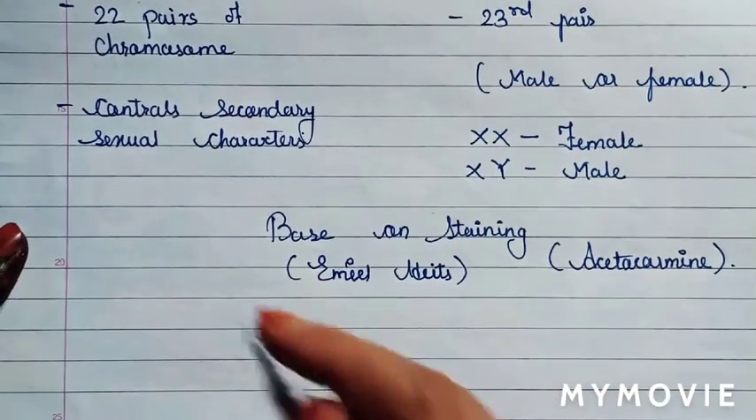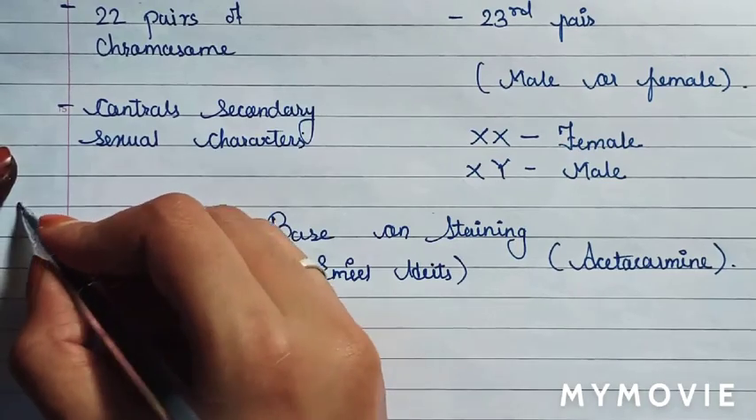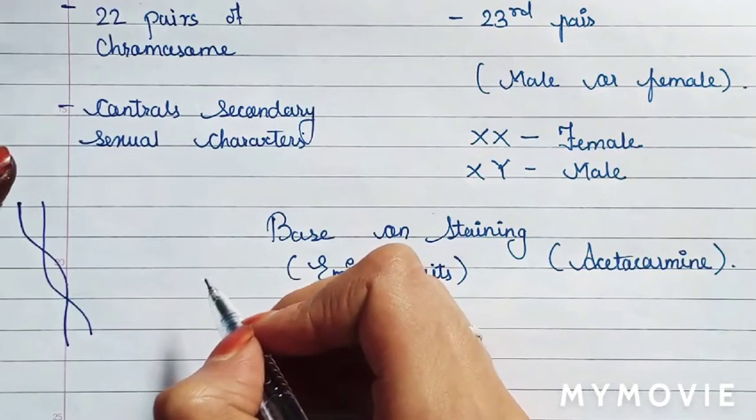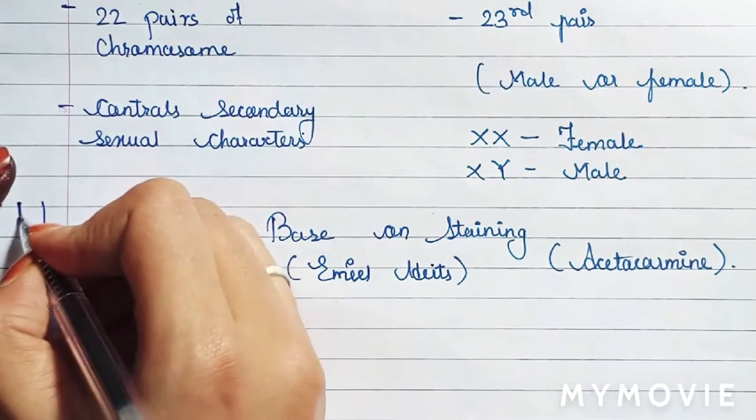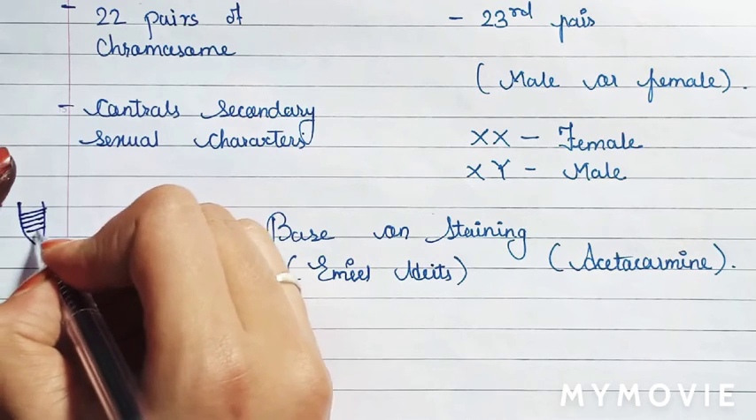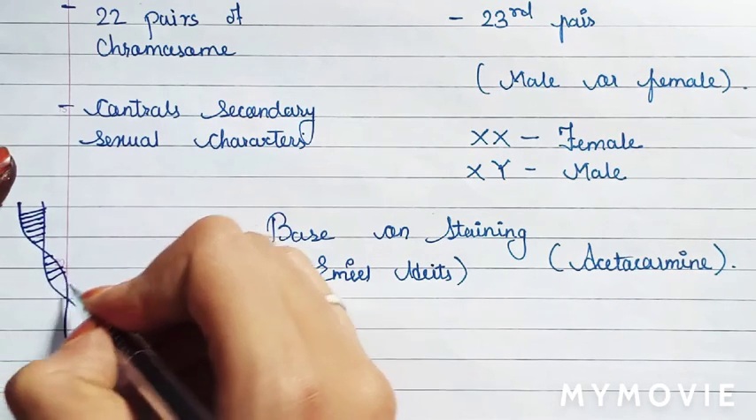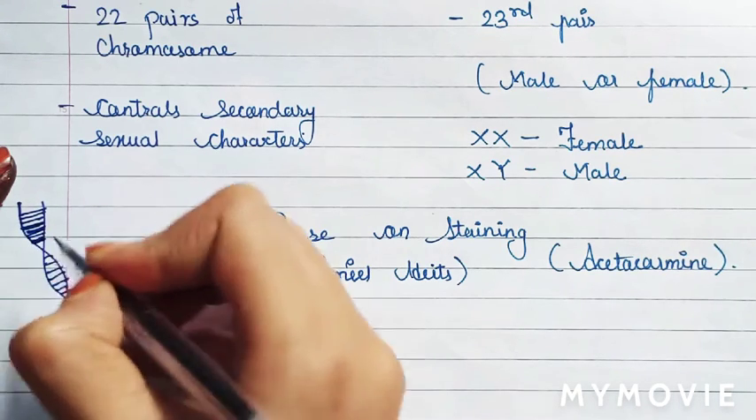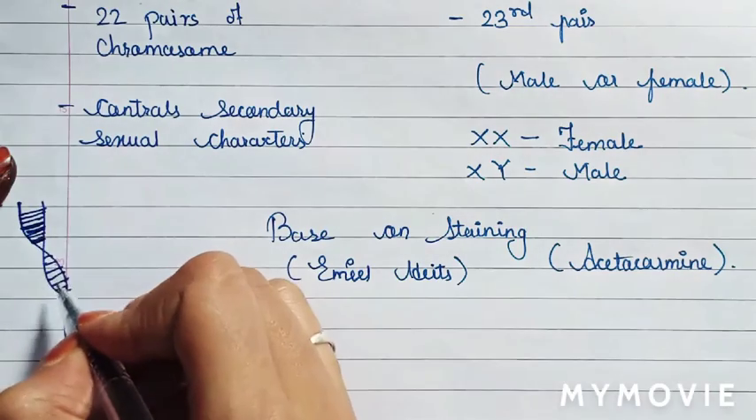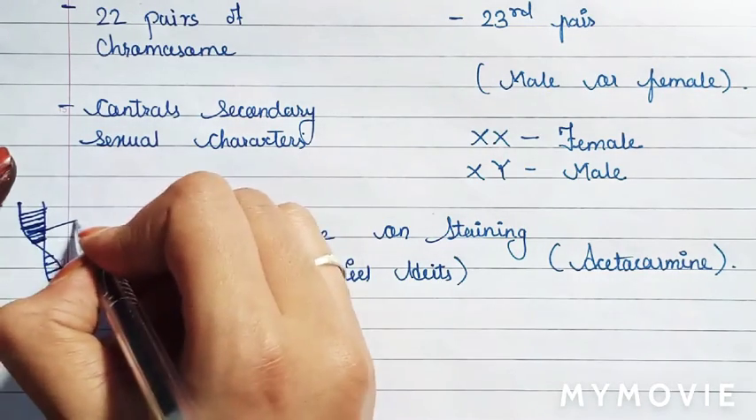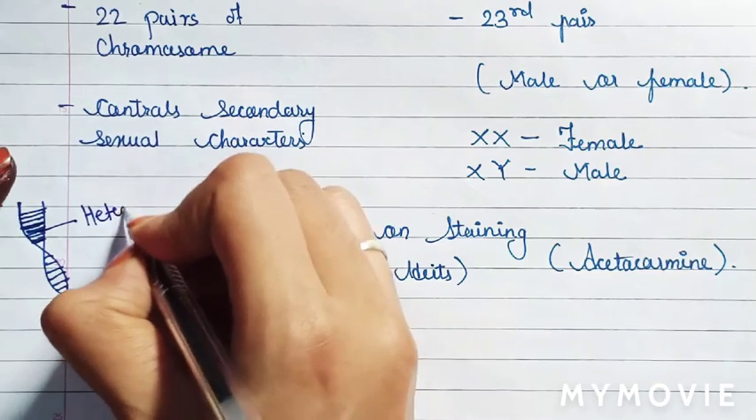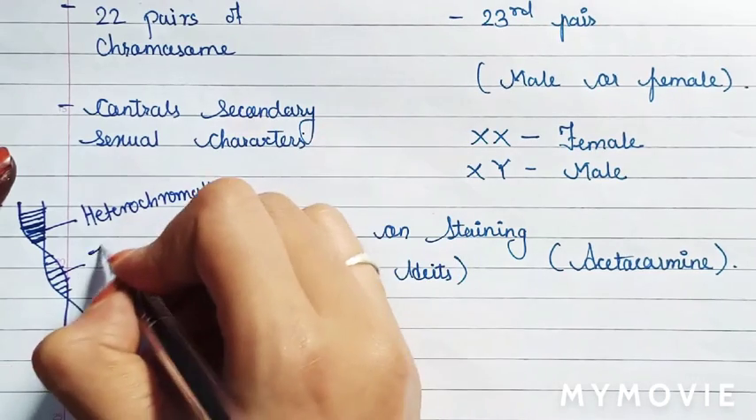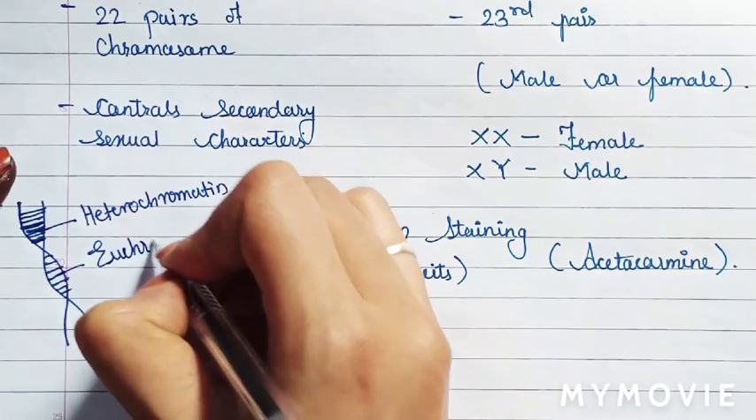Now, first we will see the structure of DNA. Here you can see the structure of DNA, which is a double helix. You can see some lighter bands and some darker bands present inside the DNA. Here you can see the darker band and here you can see the lighter band. This darker part is heterochromatin, and this lighter part is euchromatin.